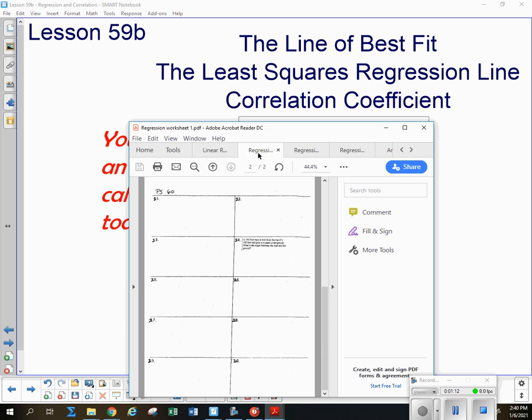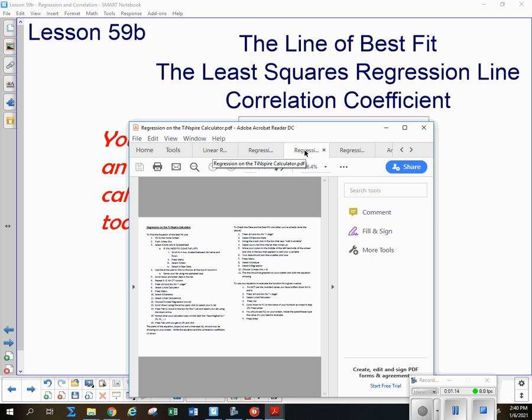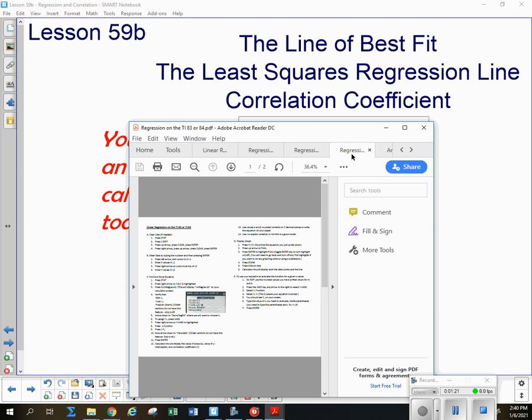You also need the calculator instructions for your calculator, either these instructions for the Inspire or these instructions for the 83/84. So I know that's a lot of papers to have out, but those are the things that we will be using today.